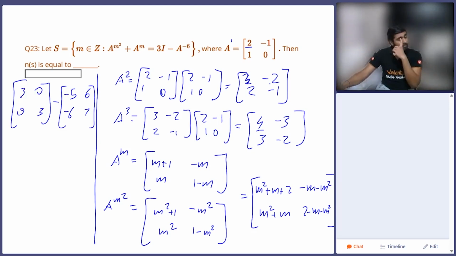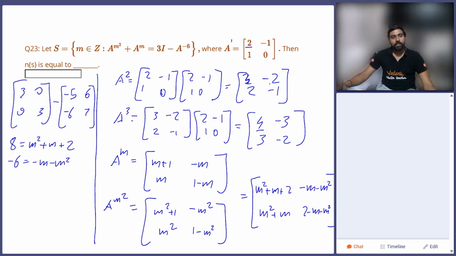So 3, 0, 0, 3. Okay, now we finally have some equations. So this 3 minus of minus 5, that is 8. 8 will be equal to m square plus m plus 2. Then I have minus 6, that's equal to minus m square. Then I have plus 6 equals to, that's the same.